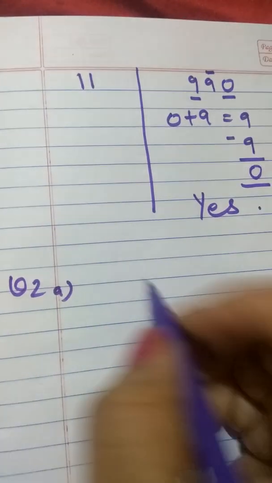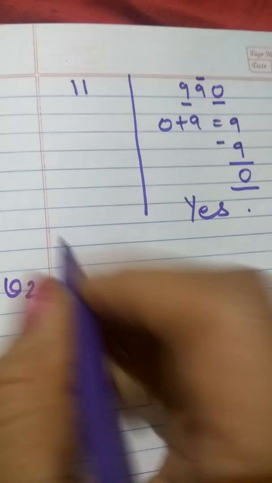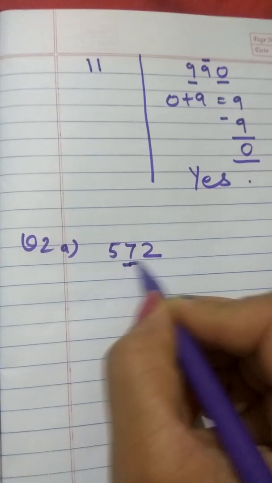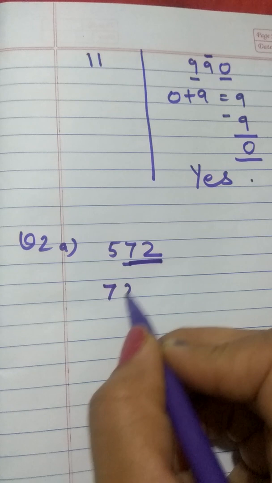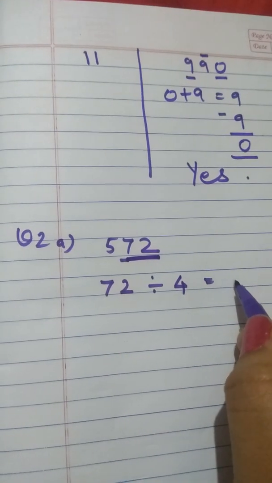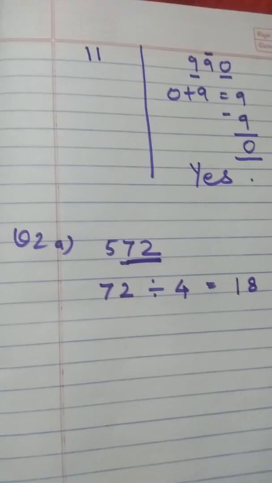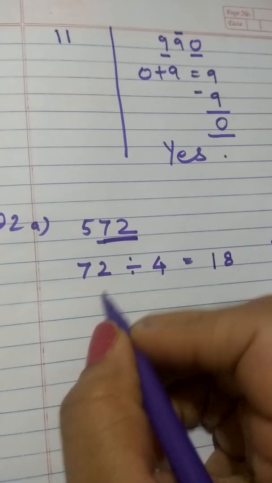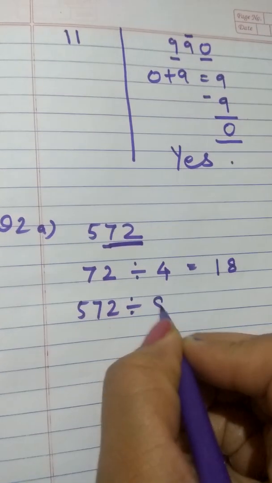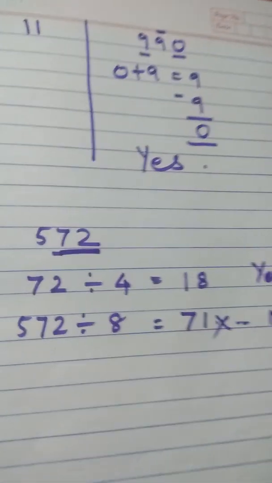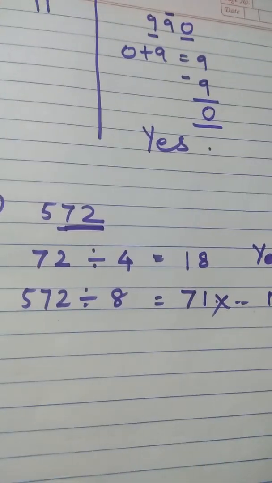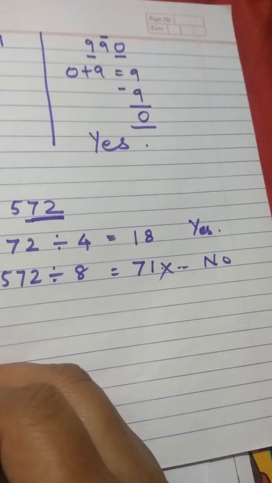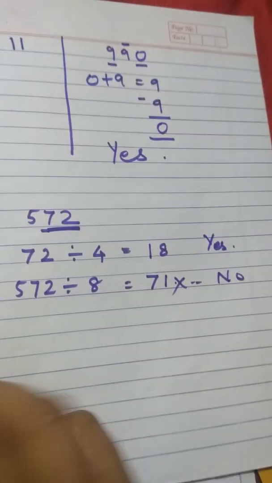Now question number 2 part A. The number is given to be 572. We have to check for 4 and 8. So first for 4 we have to check. So this 2 digit number 72 I have to check. So I see that this number 72 is divisible by 4. So complete number is divisible by 4. For 8 I have to check the complete number 572. So I see that it is not completely divisible. So with 8 it is not divisible. But by 4 it is divisible. It is passing the divisibility rule for 4 but not for 8.